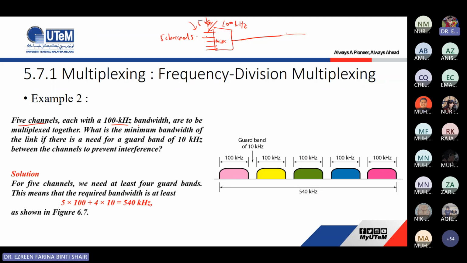Over here you have 5 channels with 100 kilohertz each, meaning the first channel has 100 kilohertz, the second 100 kilohertz, the third 100 kilohertz, the fourth 100 kilohertz, and the fifth 100 kilohertz bandwidth. At the output of the multiplexer, you should have all 5 signals: channel 1, channel 2, channel 3, channel 4, and channel 5. The bandwidth of each channel is 100 kilohertz, like this.